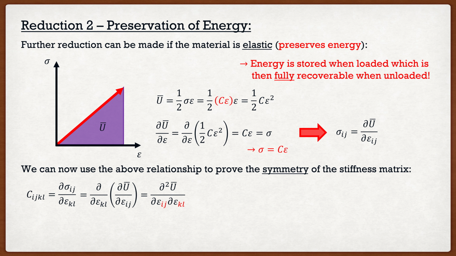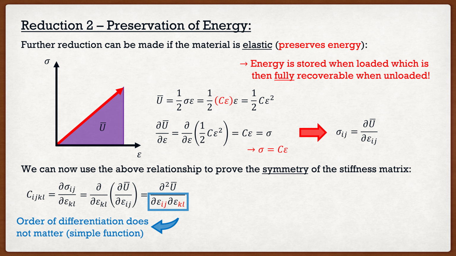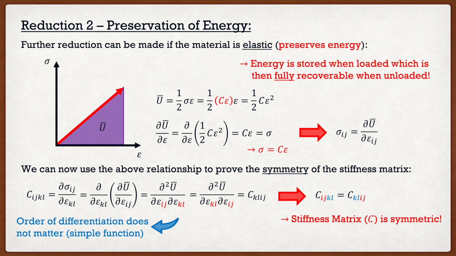Now, here's where the magic happens. For those of you math nerds out there, we know that it actually doesn't matter what order we take the derivative in. If we take it with respect to ij first, and then take it with respect to kl, well, that's actually going to be the same as taking it with respect to kl, and then ij. Therefore, this second derivative at the bottom, we can actually rearrange the terms. So instead of having ij first and then kl second, I put kl first and ij second, which means that this is actually equal to Cklij. What does this mean? Well, it means that Cijkl is actually equal to Cklij. Therefore, our stiffness matrix C is symmetric, which is great.